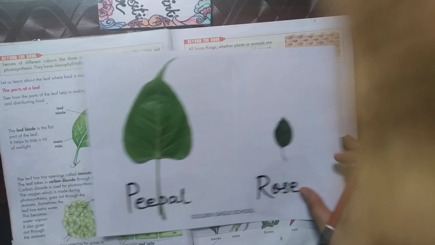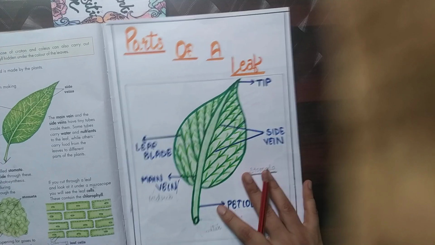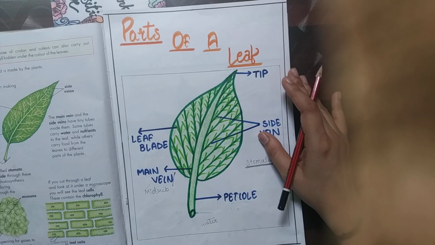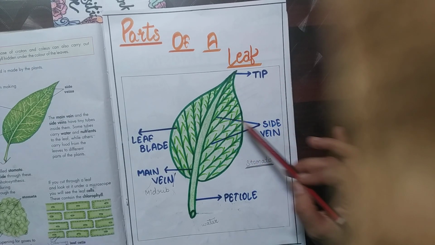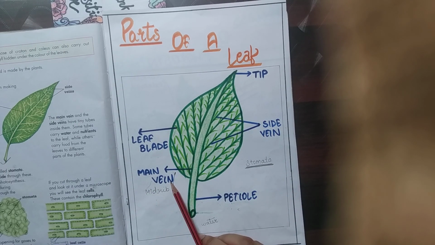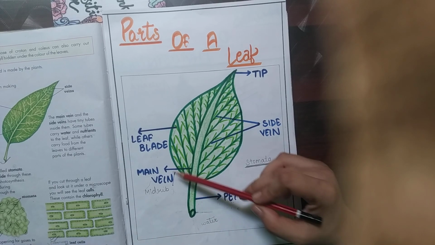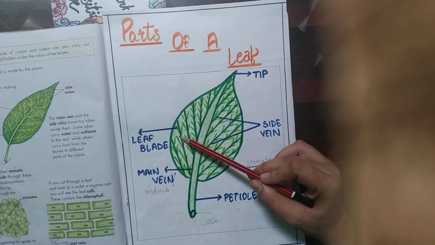So plants have different parts. So now these are the parts of a leaf. First of all, this is the tip of the leaf. This is the side veins. This is the leaf blade. This is the main vein. Main vein is also called mid-rib. And this is the petiole. The flat and broad part of the leaf is called the leaf blade.